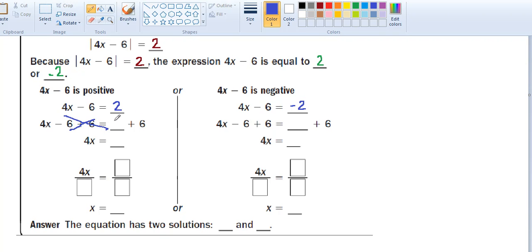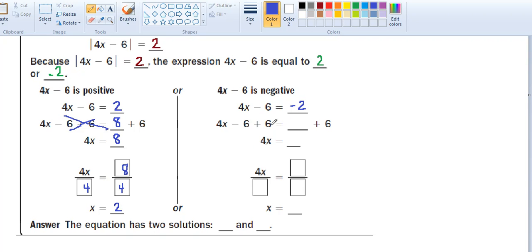Those go away. This becomes 8. So it's 4x equals 8. And a lot of people can solve this mentally from here. We're going to divide by 4 on both sides to get 1x equals 2.